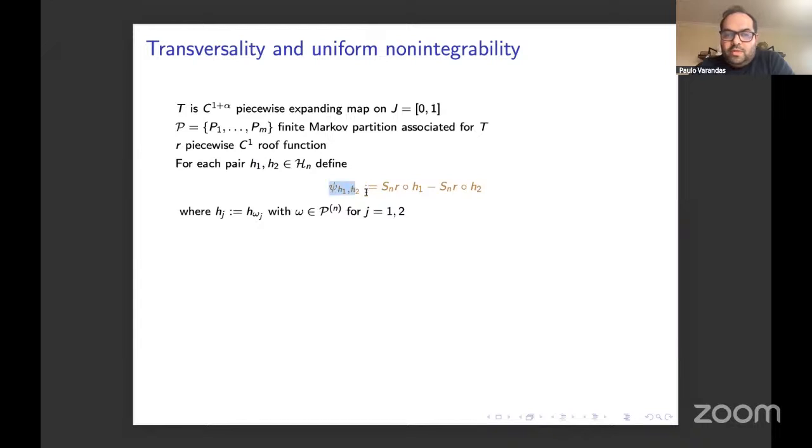So this function here, which is just the difference between Birkhoff sums of the roof function in different points, which are pre-images of the point x, they will determine the phase. They will determine in which direction the vector points.